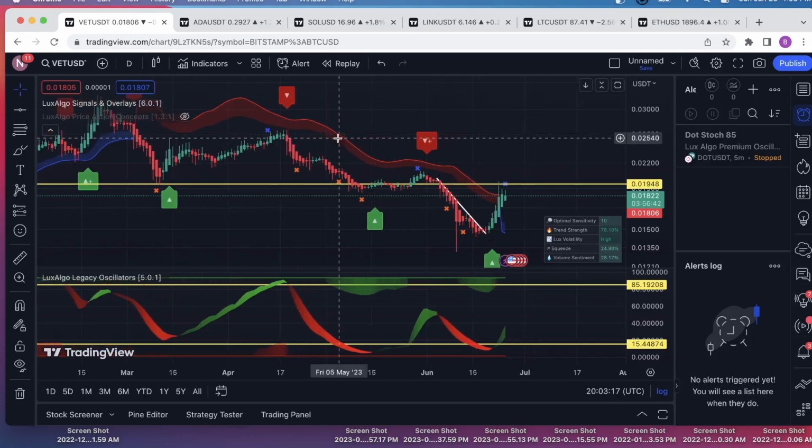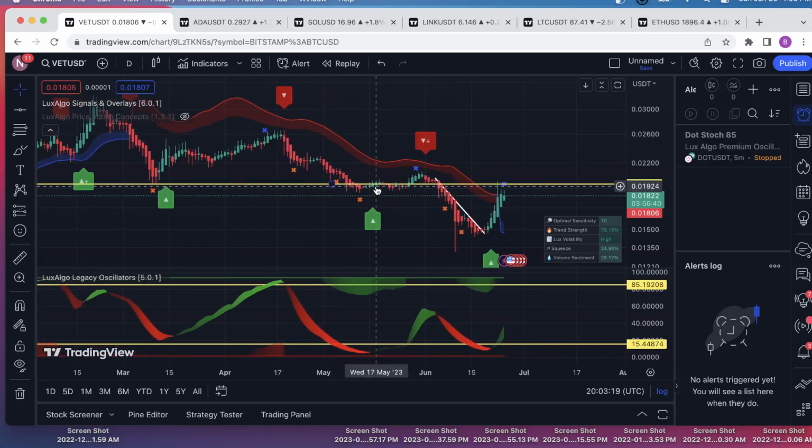And then you'll see we did dump. And then these X's, they mark areas where it's recommended that you take profit. So you see here, then we got 3 take profits. So you're going to scale out of the position. We got a buy signal.